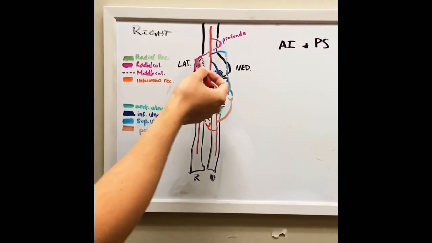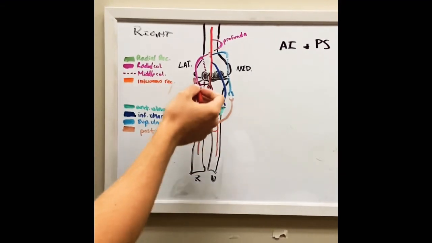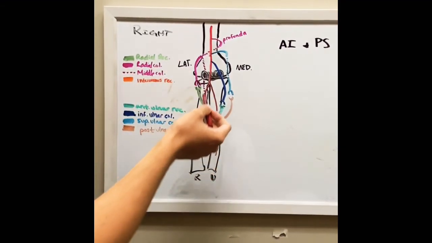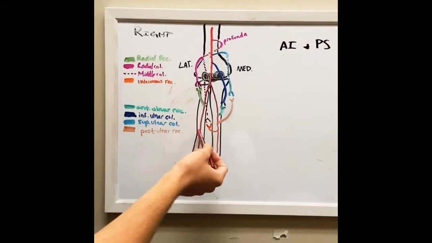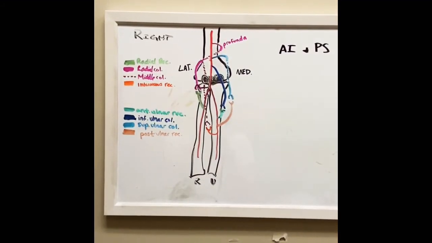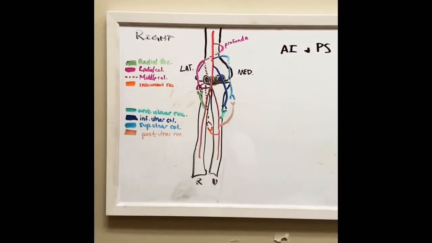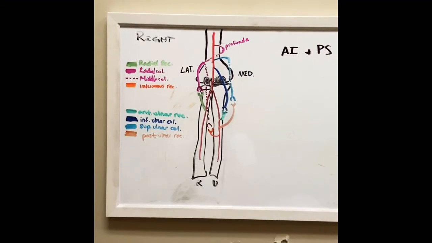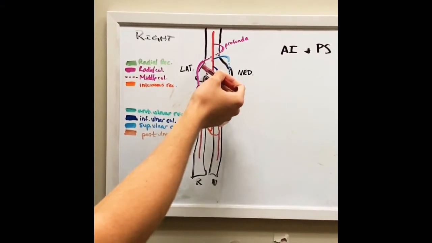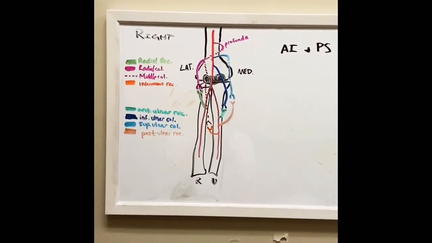Here's your radial collateral. This one is going to come down and anastomose with a recurrent artery, like we talked about, which is called your radial recurrent artery. Your radial recurrent, like you might guess, comes off of your radial artery. The other branch off profunda brachii is your middle collateral artery. It's going to go behind your humerus, in the posterior arm behind here. It's going to come down and anastomose with your interosseous recurrent artery.